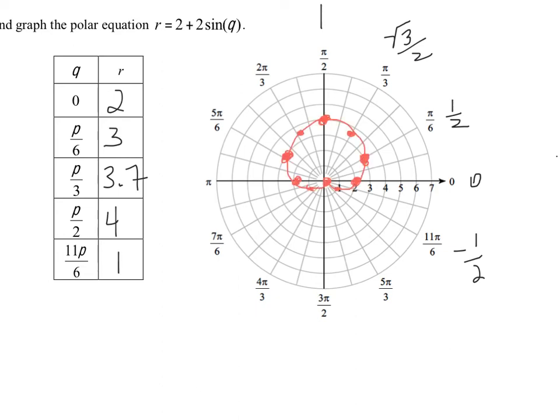Okay, so I have graphed all of my points. 0, 2 here, pi over 6, 3, pi over 3, 3.7, pi over 2, 4, and then 11 pi over 6 is right here, and that is at 1. And so if you continue these points, and since they're symmetrical, they'd be the same distance on this side, they come back around, and it forms this heart shape.